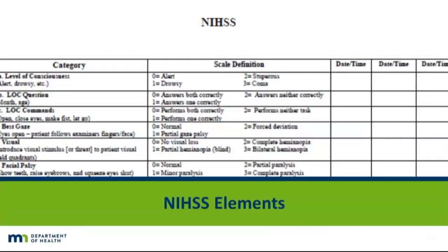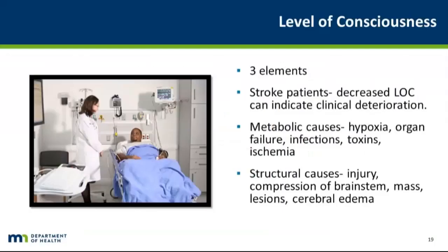Now we'll walk through all of the NIH Stroke Scale elements, the pathophysiology involved, and tips for scoring. First element of the scale is level of consciousness. It contains 3 sub-elements, A, B, and C. Stroke patients with a decreased level of consciousness can indicate clinical deterioration. There may be metabolic causes, such as hypoxia, organ failure, infections, toxins, and also ischemia. There also may be structural causes, such as injury, masses, or cerebral edema.